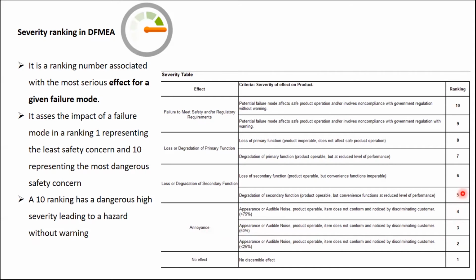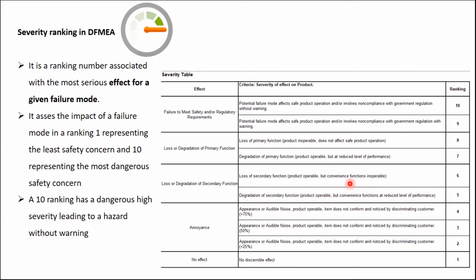Now, rankings 5 and 6, where a loss of secondary function is happening. Here also, the product is operable, but convenience functions are inoperable. Or there is degradation of the secondary function: product operable, but convenience functions at a reduced level of performance.